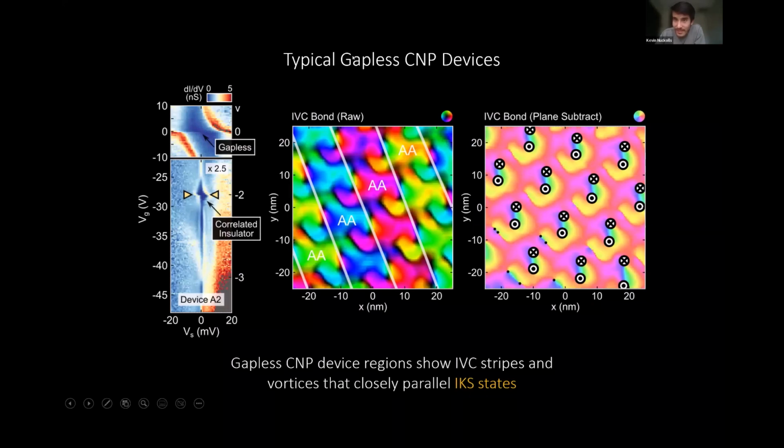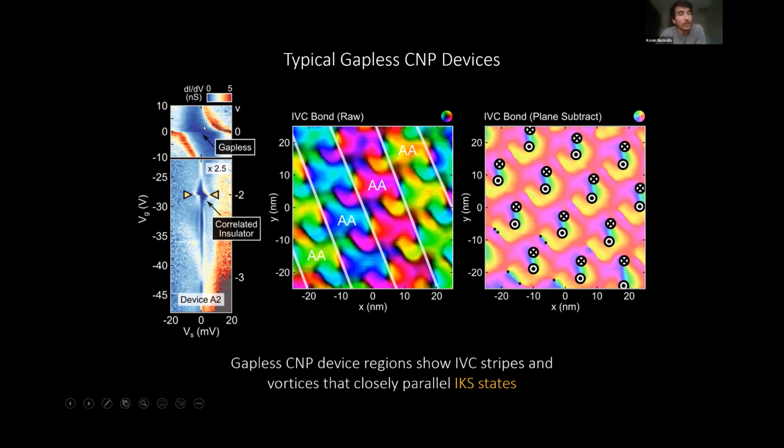So I've told you a lot of salient features of the nu equals plus or minus 2 states in typical devices. Parking the chemical potential at nu equals minus 2, you find stripe phases in complex order parameters and a lattice of vortices and anti-vortices. I call these typical samples because they're typically seen to show gapless charge neutrality points, that there's no insulating phase here, with the exception being if the device is aligned to hBN substrate.